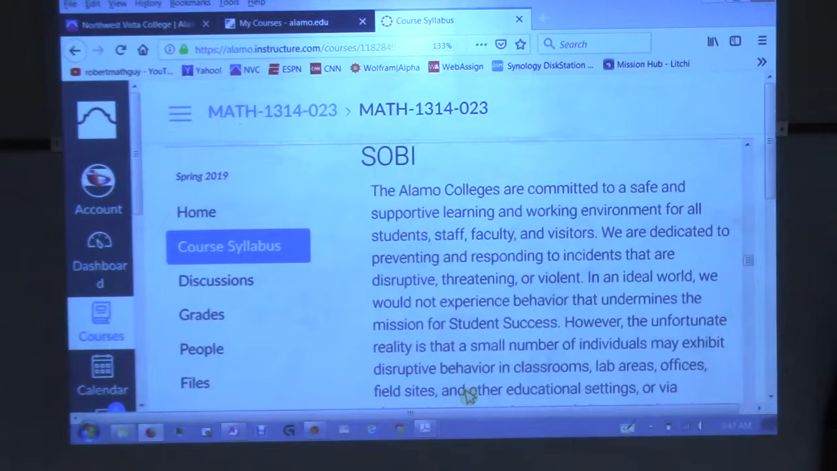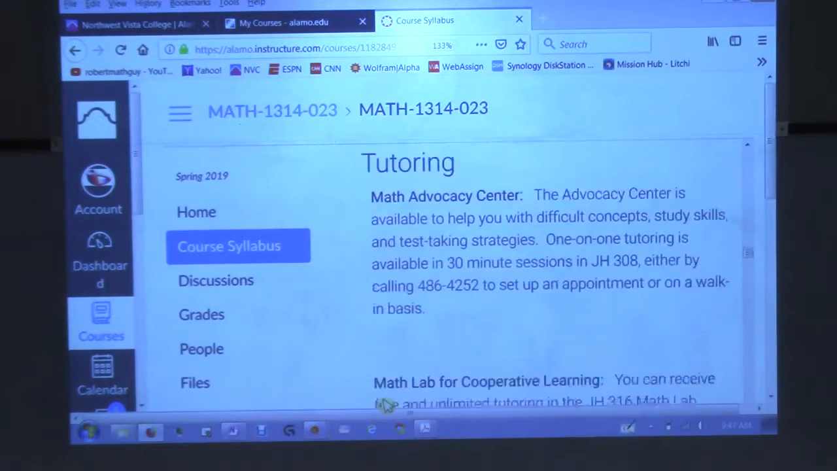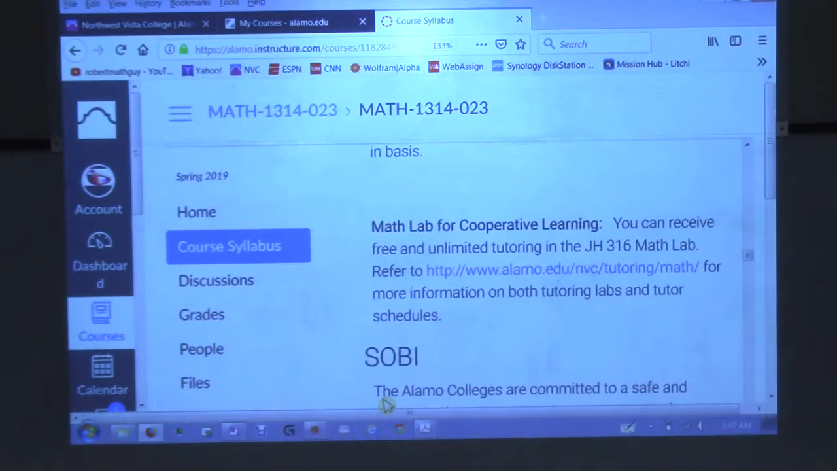Yeah. Oh, okay. Yep. So we have 2 tutoring labs here, one in 308, one in 316. And in 316, you just come in and sit down and raise your hand and somebody will help you. There's no limit. You can come in any day, any time. And in 308, you come in and have a 30-minute one-on-one session with a tutor. But you are limited to only 5 sessions per semester.